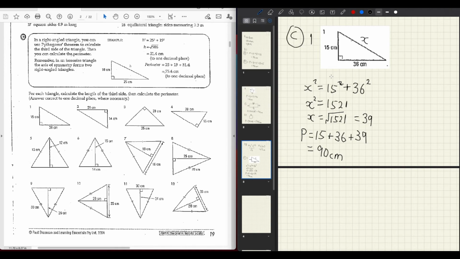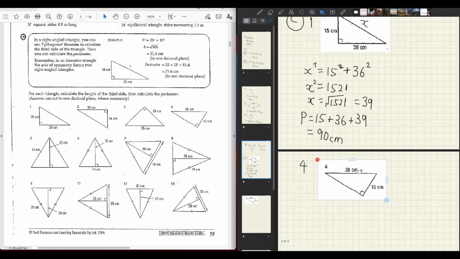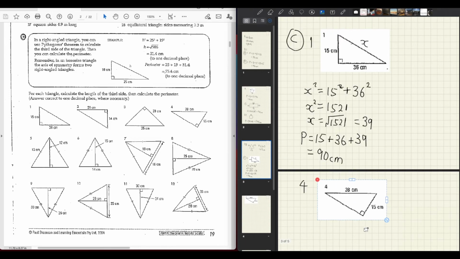Now let's do a slightly different question. Say question 4, for example. As you can see, you probably realize why I picked this example and not question 2. What's the difference between question 4 and question 1? Both involve right angle triangles, but why did I pick this question? The reason is that in this question, the x is not the hypotenuse, whereas here, the x is the hypotenuse.